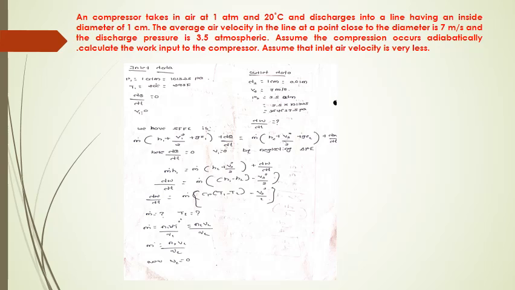Next problem: a compressor takes in air at 1 atmosphere pressure and 20 degrees Celsius and discharges into a line having an inside diameter of 1 centimeter. The average air velocity in the line at a point close to the discharge is 7 meter per second and the discharge pressure is 3.5 atmospheric pressure. Assume that compression occurs adiabatically. Calculate the work input to the compressor. Assume that inlet air velocity is very small.